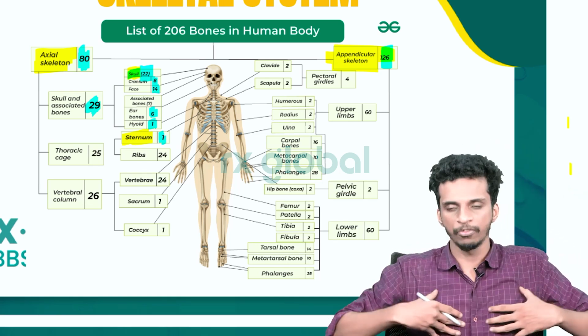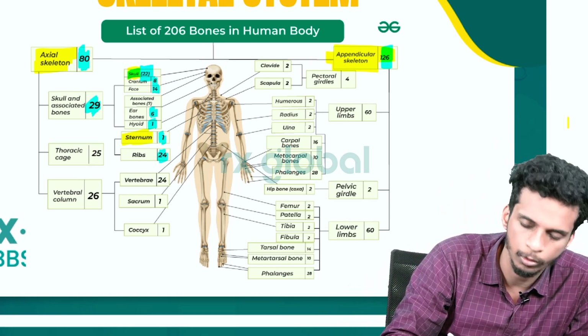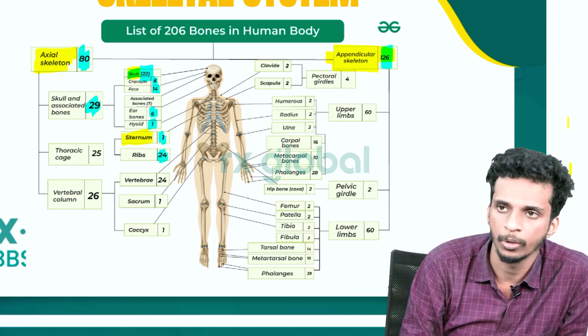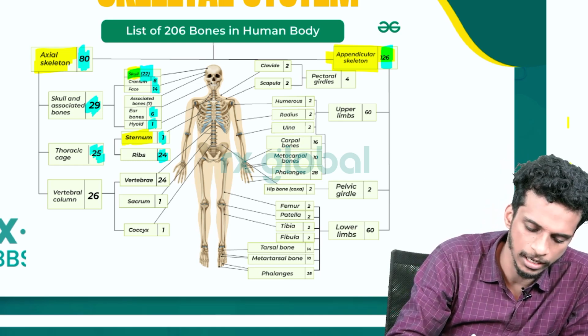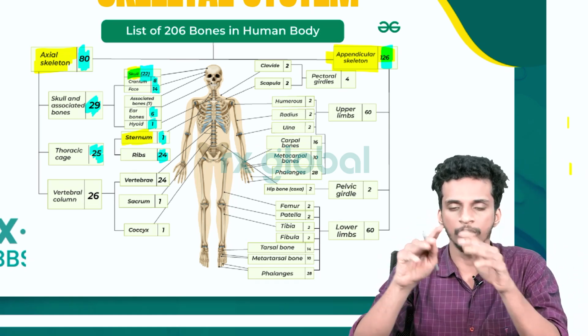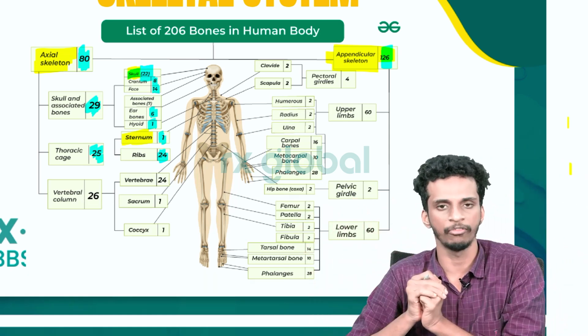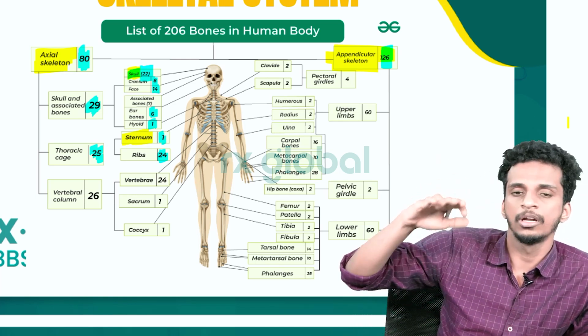And we have ribs. We have 12 pairs of ribs, so we have 24 ribs in total. So it forms my thoracic cage. In my thoracic cage, I have 12 pairs of ribs and 1 sternum. So it totally makes 24 plus 1, that is 25. I hope it's clear.